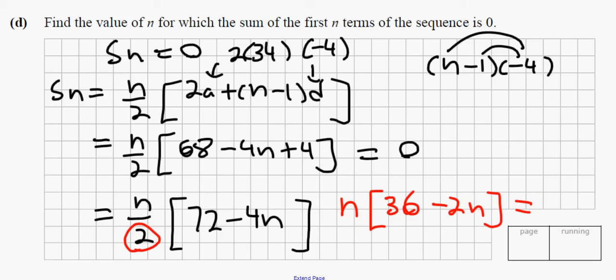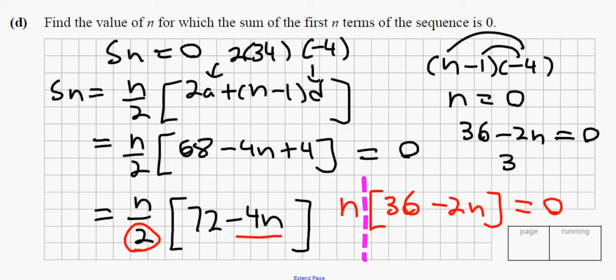Now when solving this equation equal to 0, what we have to do is either the first factor equals 0 or the second factor equals 0. So either n equals 0, which doesn't work because the first term is n equals 1, or 36 minus 2n equals 0, which is the second factor here in the brackets. And what can happen there is 36 equals 2n, and therefore n must be equal to 18.